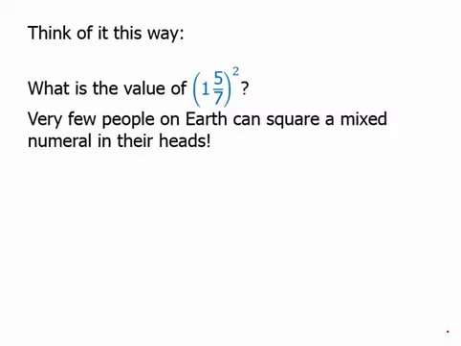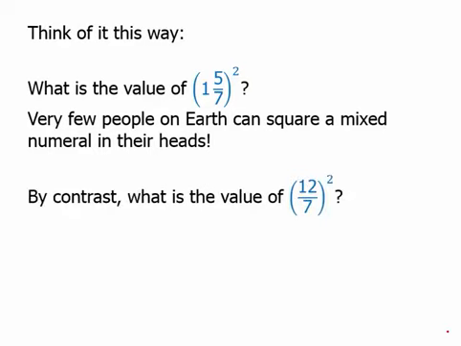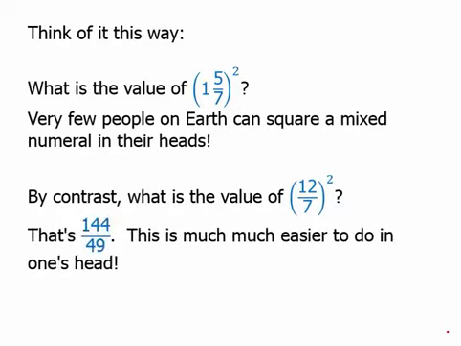Well, by contrast, suppose we just change that mixed numeral to an improper fraction, 12/7. What's the value of 12/7 squared? Well, that we all can do in our heads. That's 12 squared over 7 squared, or 144 over 49. This is much, much easier to do in one's head. And so improper fractions are much better for cases involving multiplication or division or raising to a power.